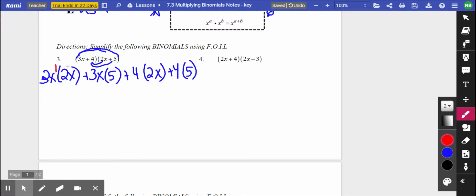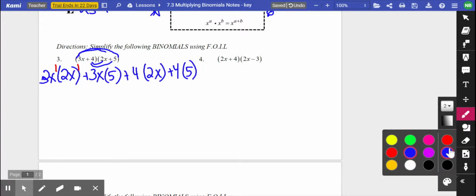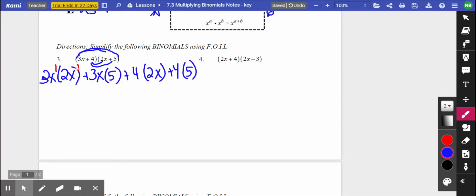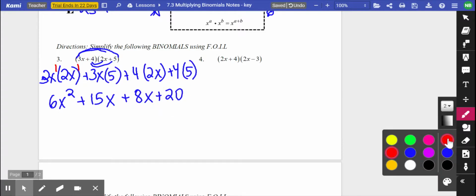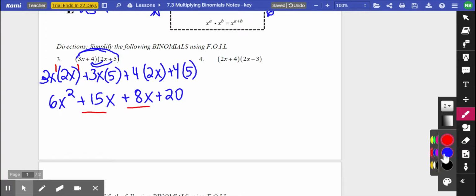All right, so now we're going to do some simplifying. We're going to use this product rule here. So 3x to the first times 2x to the first is going to be 6x to the second power. A positive 3x times 5 is a positive 15x. A positive 4 times a positive 2x is a positive 8x. And a positive 4 times a positive 5 is a positive 20. Not quite done yet because I have a couple like terms here that I need to combine. So now my final simplified solution is 6x squared plus 23x plus 20.